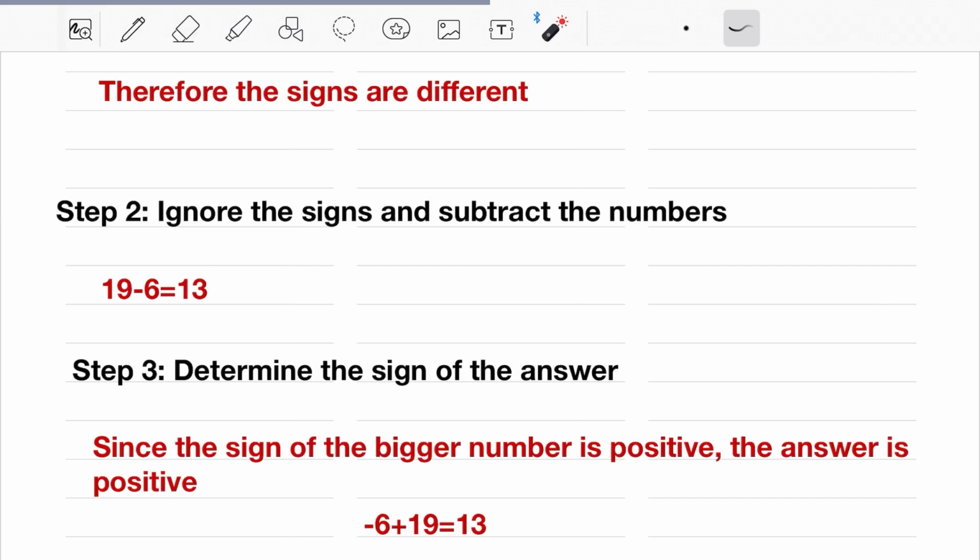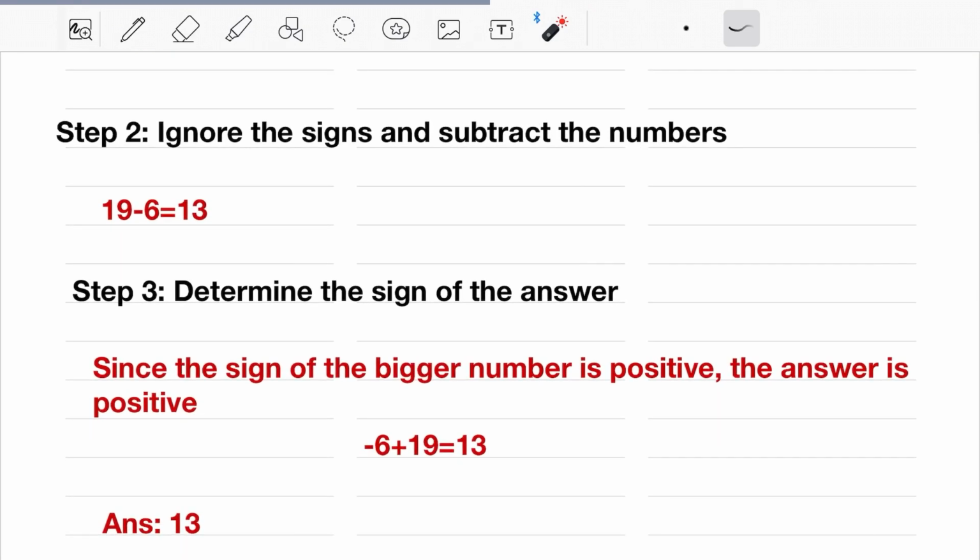And here we have our reasoning. Since the sign of the bigger number is positive, the answer is positive. So my final answer for minus 6 plus 19 is 13. And those are your examples on how to add and subtract directed numbers with the same and or different signs without the use of a number line. So let's take a look at some exercises next.